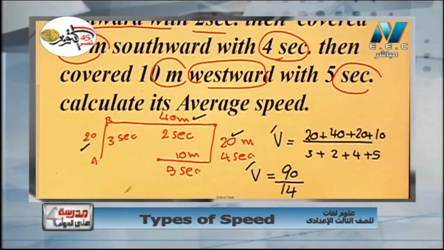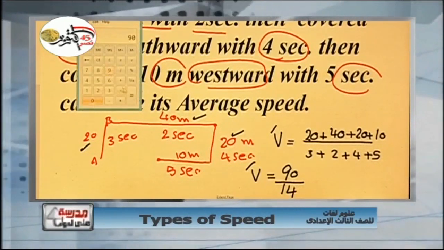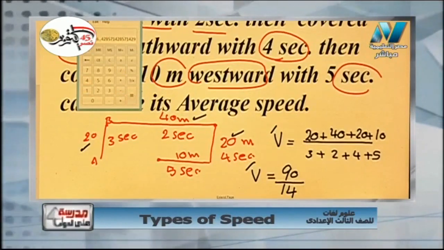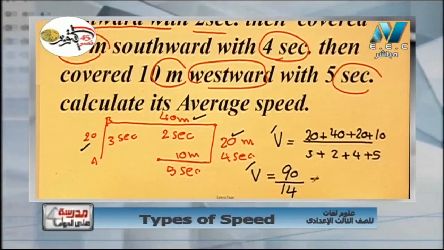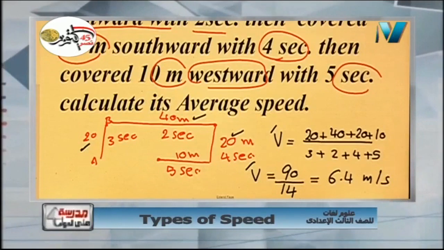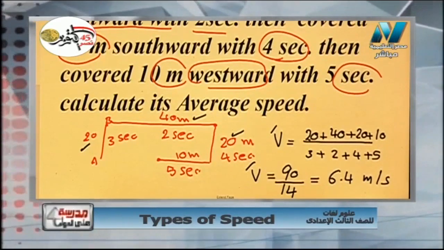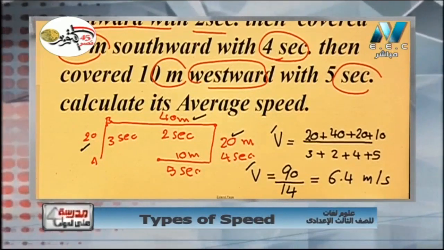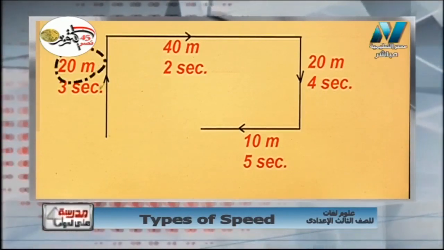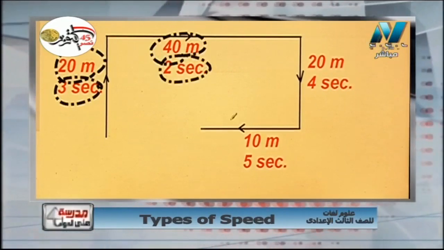So we can use the calculator here. 90 over 14 equals how many? Equals 6.4 meter per second. So now we can use the total distance over total time taken to cover this distance to measure the average speed. Here we have this problem, we solved it together of course. 40 meters 3 seconds, then 40 meters 2 seconds, and so on.